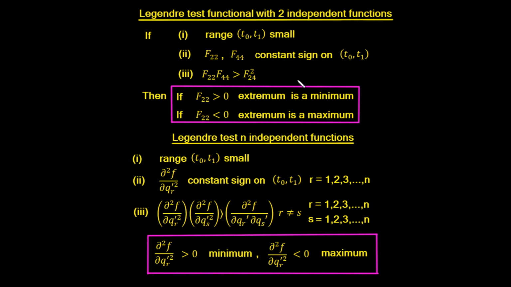Again, there's no proof here, this is purely a statement. The Legendre test for a functional with two independent functions, which we've just seen on the previous page: if the range t0 to t1 is small, and if f22 and f44 have constant signs on t0 to t1, and also if f22 times f44 is greater than f24 squared, then f22 greater than 0 will ensure we have an extremum that is a minimum, and if f22 is less than 0, it will ensure we've got an extremum that is a maximum.